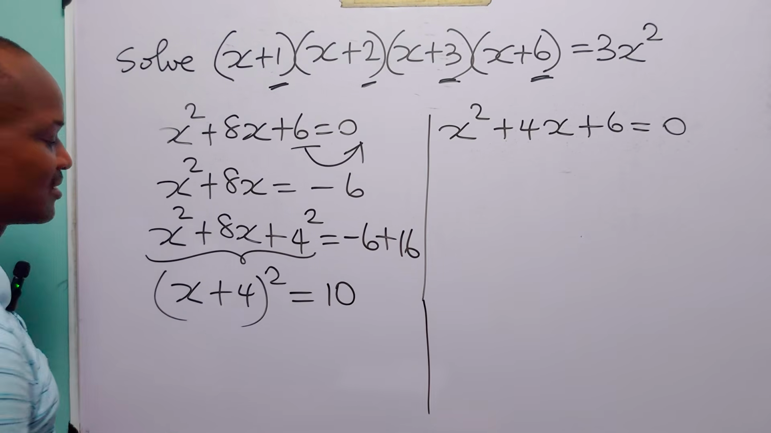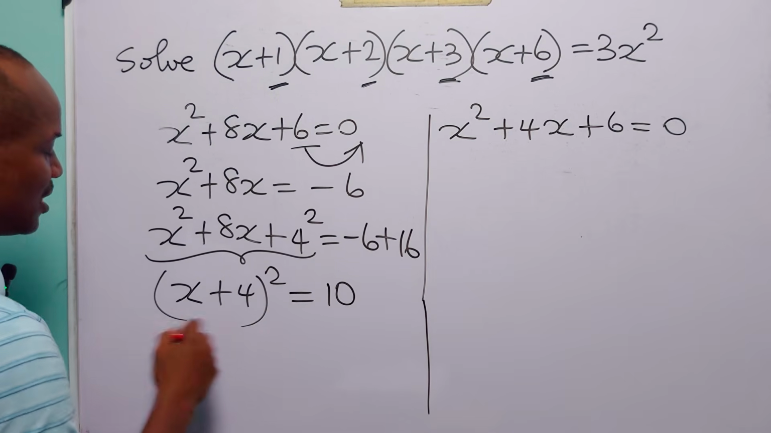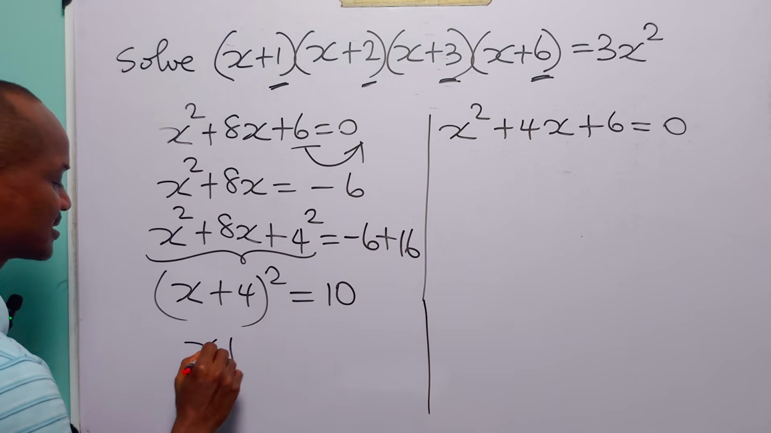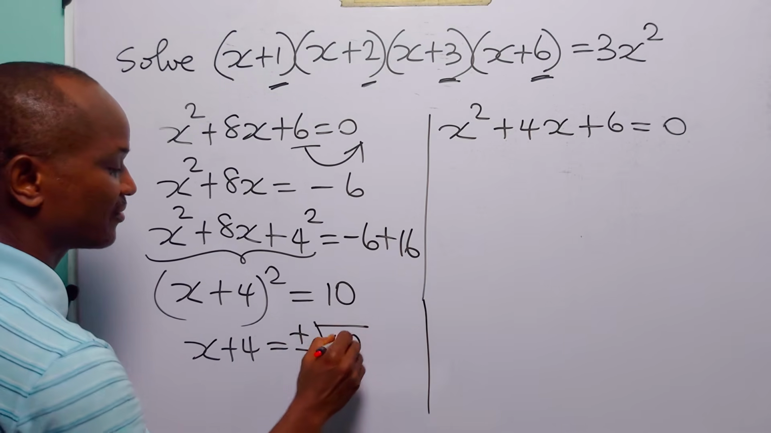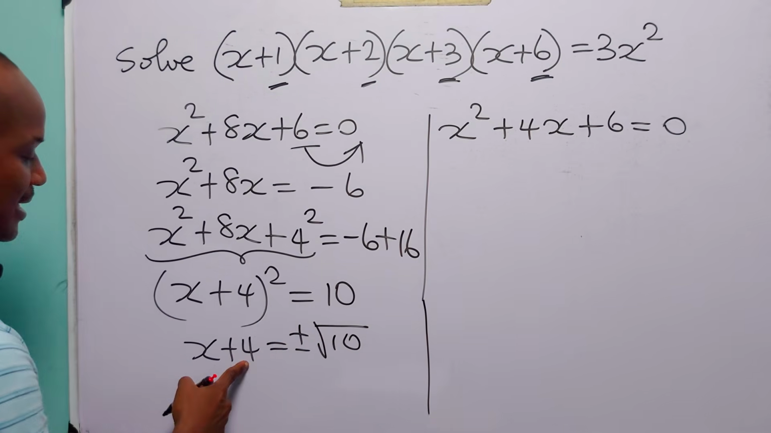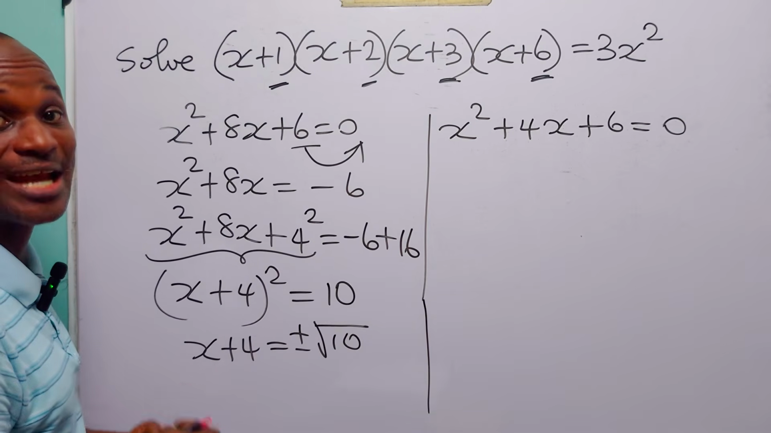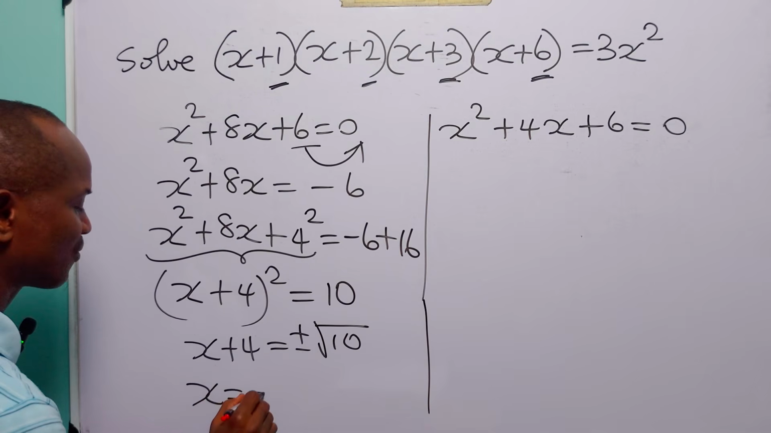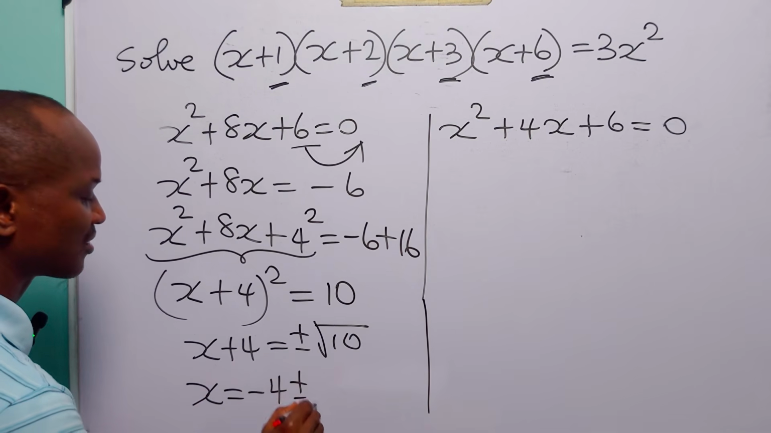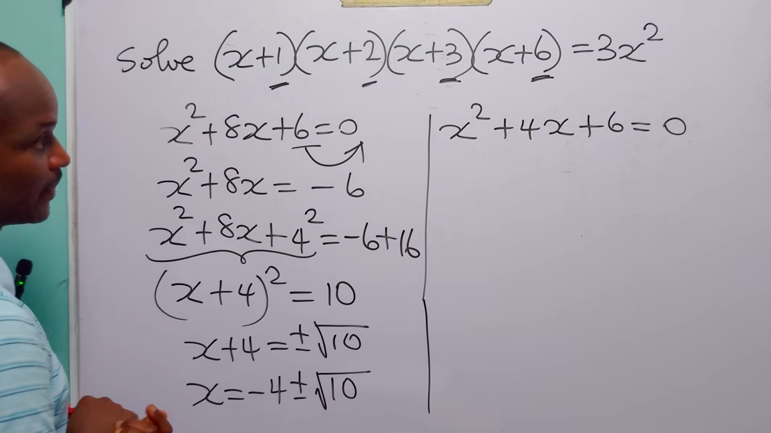And of course, the next thing we are going to do is to take square root of both sides of this equation. When we do that, we have that x plus 4 is equal to plus or minus the square root of 10. Now, let us subtract 4 from both sides of this equation to find the values of x. From here, we have that x is equal to minus 4 plus or minus the square root of 10.